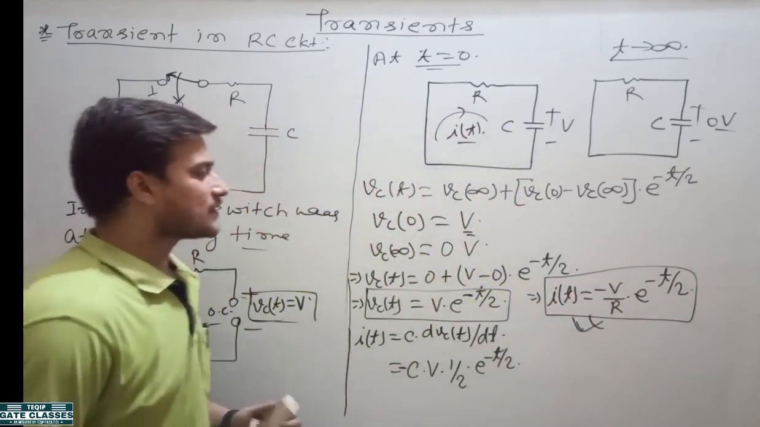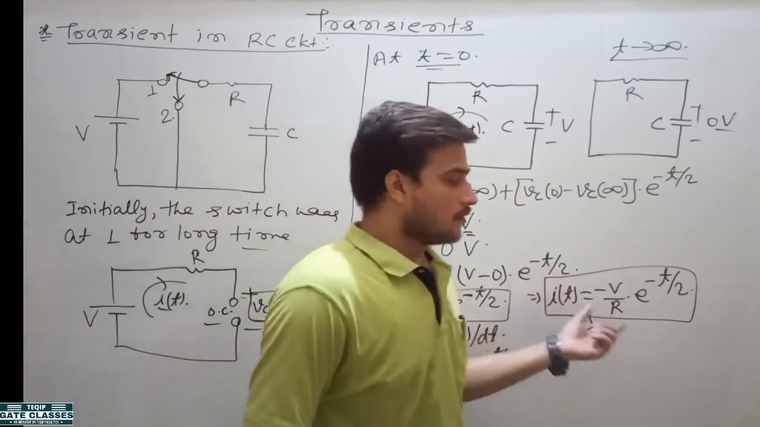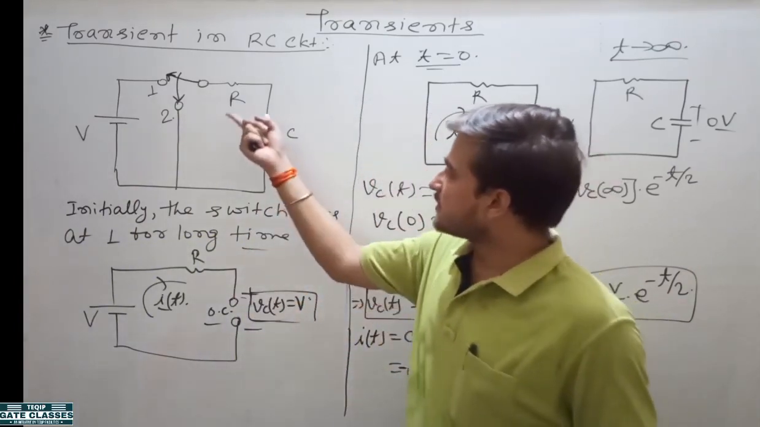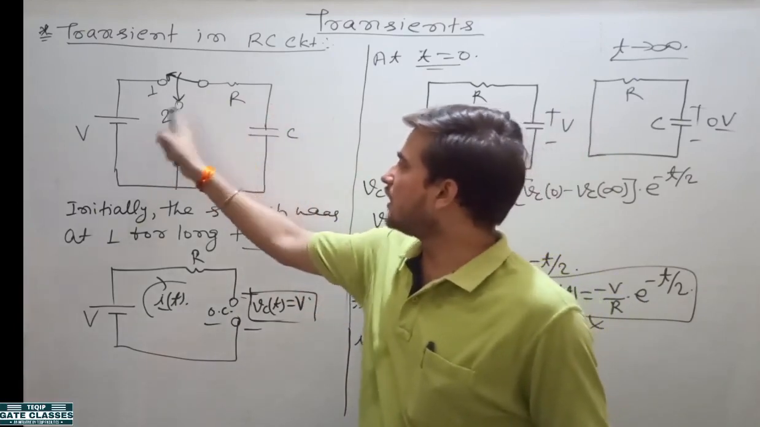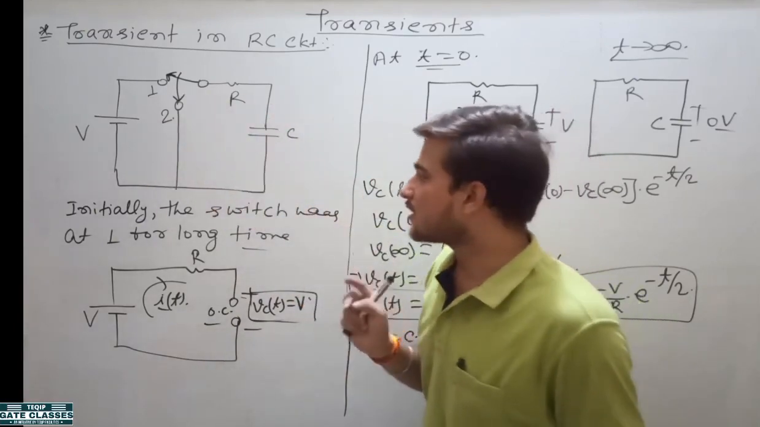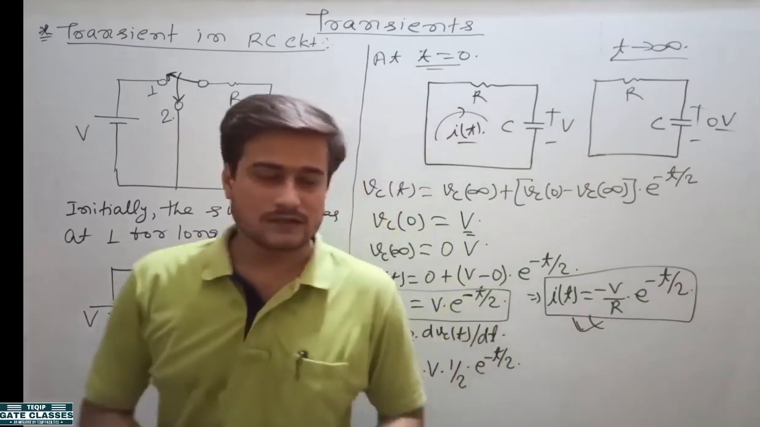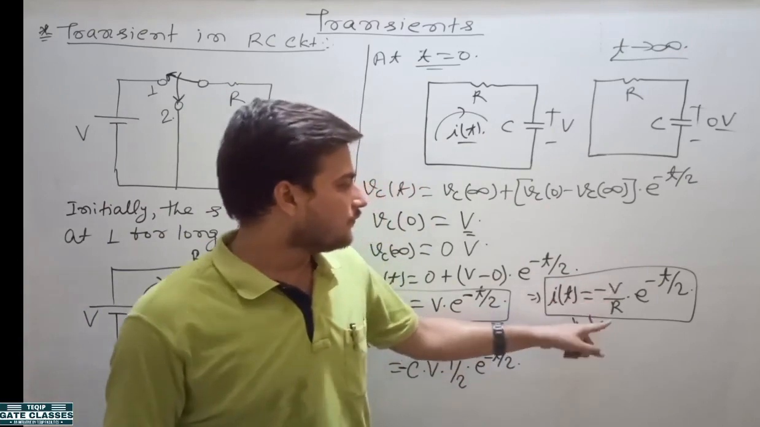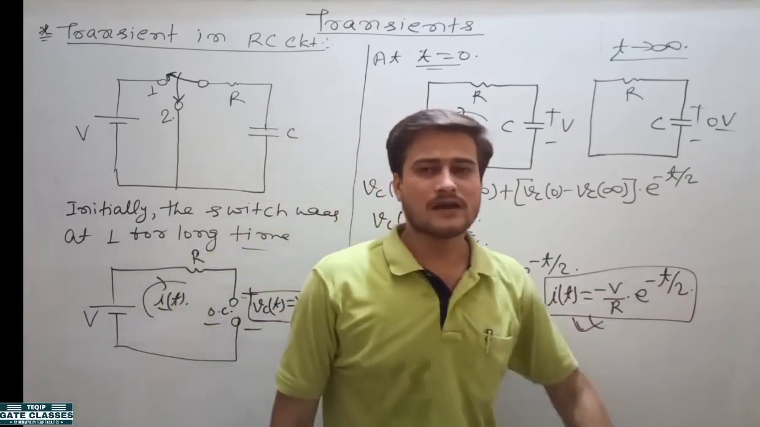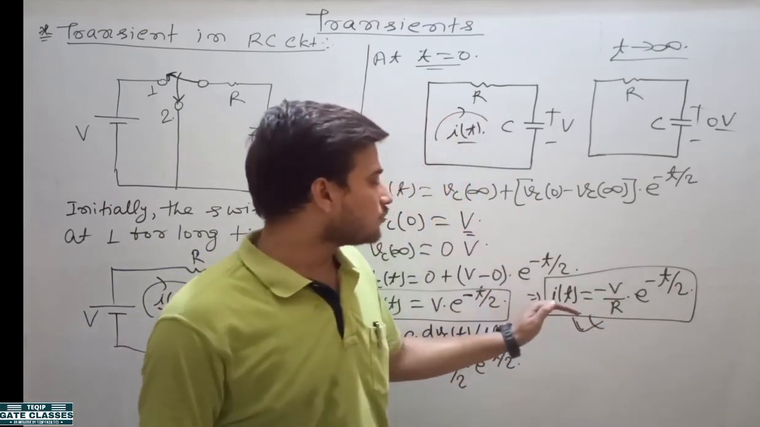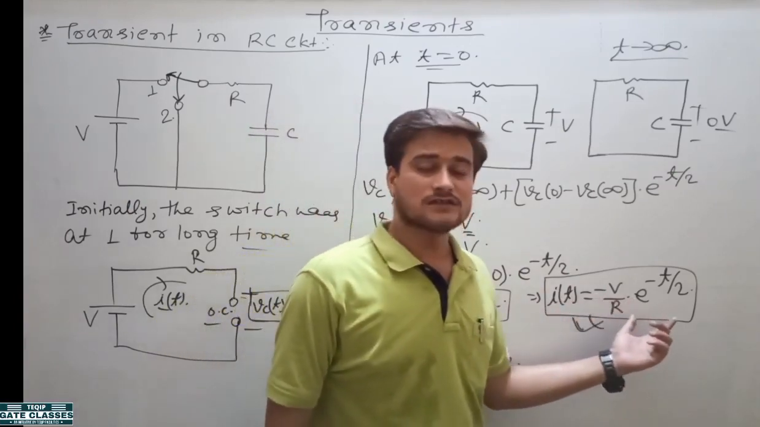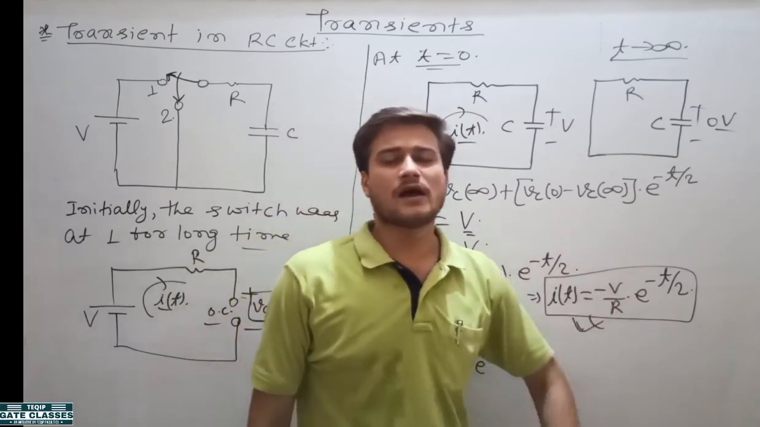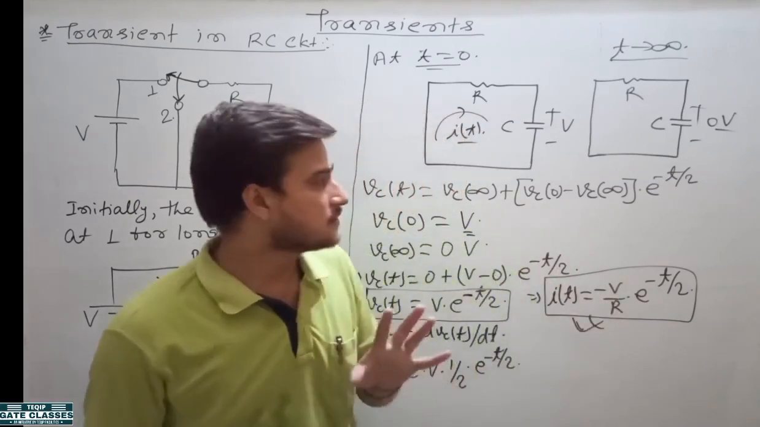See this expression carefully. In the first condition, when we had taken V, R and C, at that time you saw that when the capacitor was in charging mode, the expression for current was V by R into e to the power minus t by tau. But here you see the expression has been reversed. Now it is minus V by R into e to the power minus t by tau.